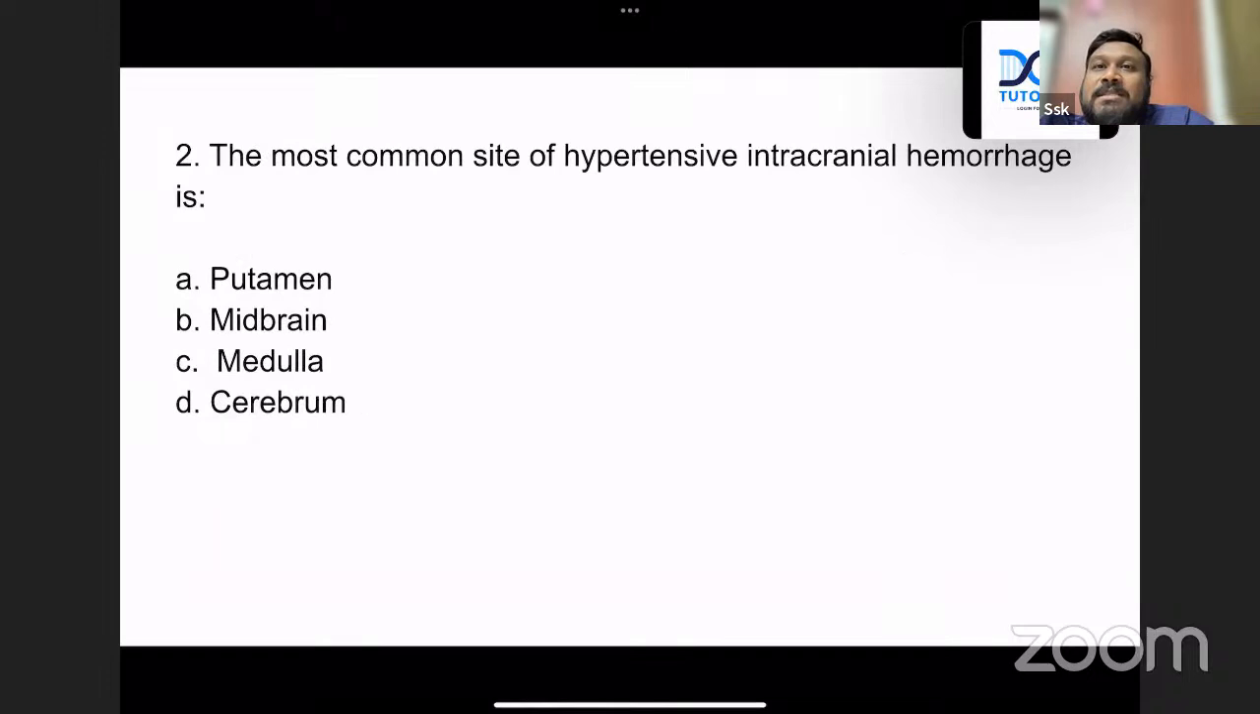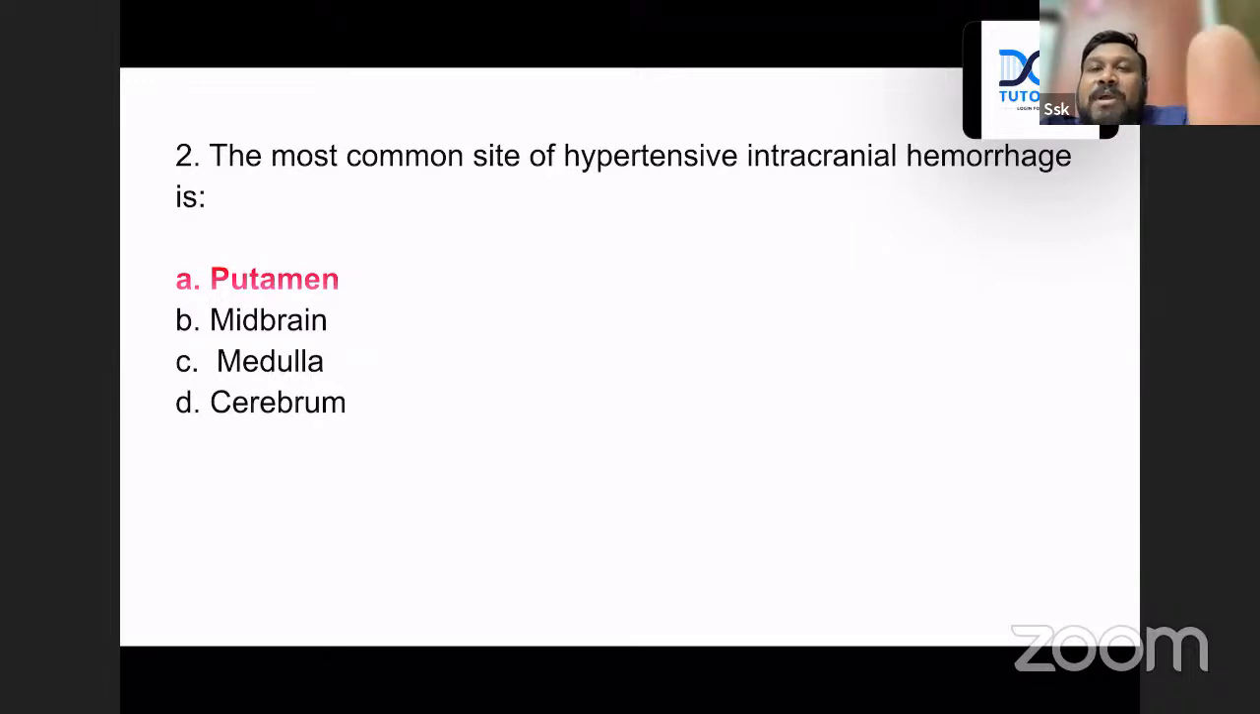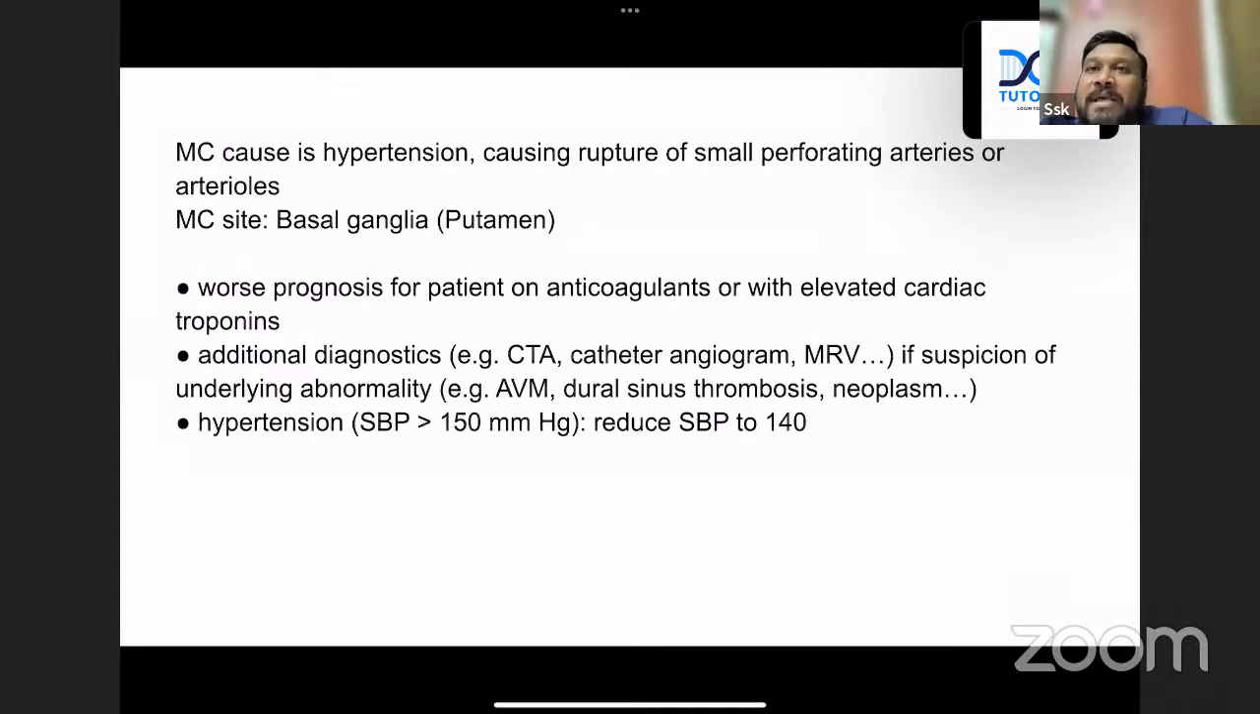The second question is the most common site of hypertensive intracranial hemorrhages. So you know the answer, it is putamen. This has been asked time and time again. It is a very famous repeat question. So I hope you know the answer. The answer is going to be basal ganglia, and among that the putamen will be the most common site.